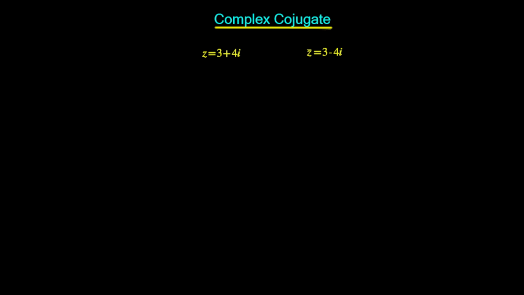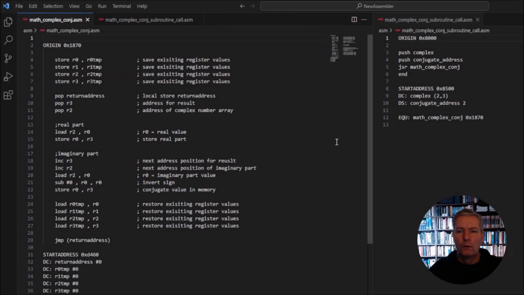So let's see this in our assembly language. On the right hand side we have the calling function, the left hand side the subroutine. In the calling function we have the complex number 2 plus 3i, and then we have another complex number which we've called conjugate underscore address. So this is where we're going to save the conjugate, which in this case will be 2 minus 3i.